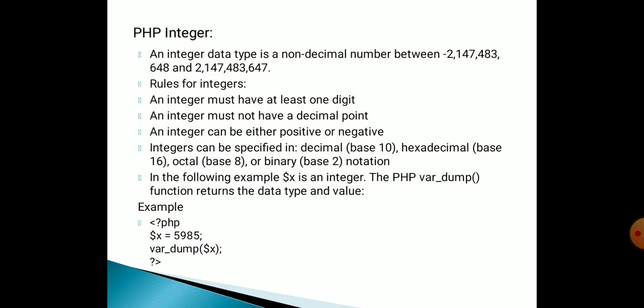In the following example, x is an integer. The PHP var_dump function returns the data type and value. Example is this one.